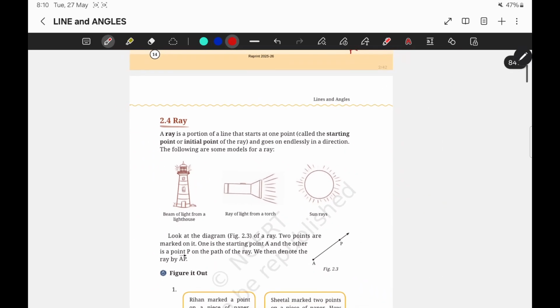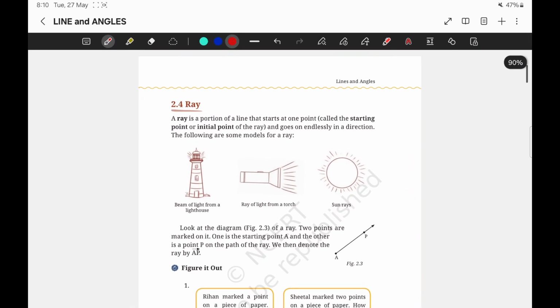The next concept is ray. A ray starts with a dotted point and it will extend as far as it wants. Some examples: a beam of light from a lighthouse. The light starts at the lighthouse, so it is a starting point, and it will continue. A light will not stop, right? It will continue as far as it wants to go.